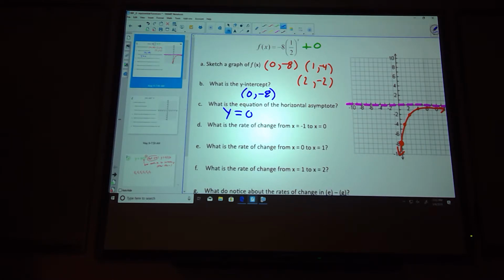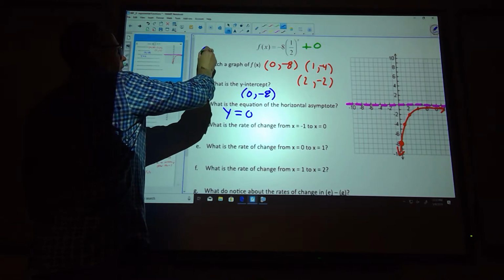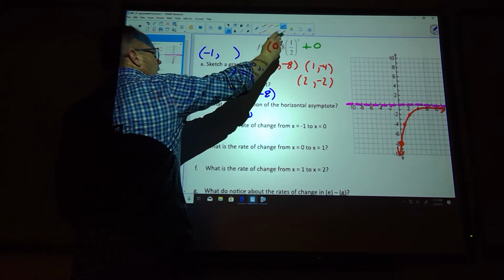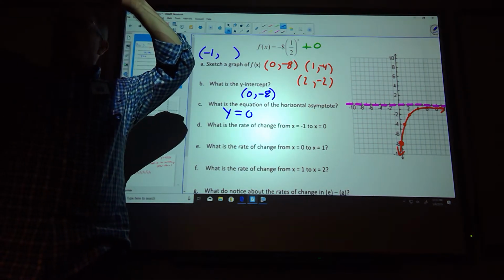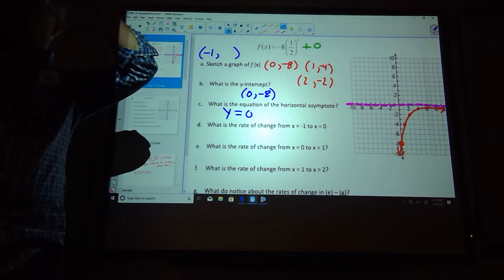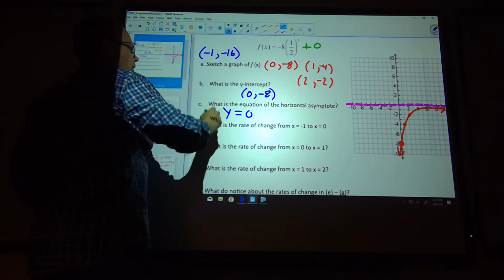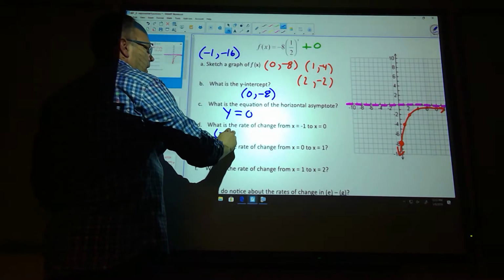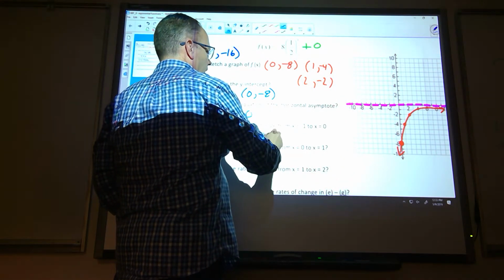Rate of change. From -1 to 0, what is the rate of change? All right, so I want to plug one more point in. I want to plug -1 in and see what happens. If I go 1/2 to the -1, the 1/2 flips over and gives me 2 to the first, or 2 over 1. So that's going to give me -16. So I get -1 comma -16, and I wanted the 0 value as well. So 0 comma -8.